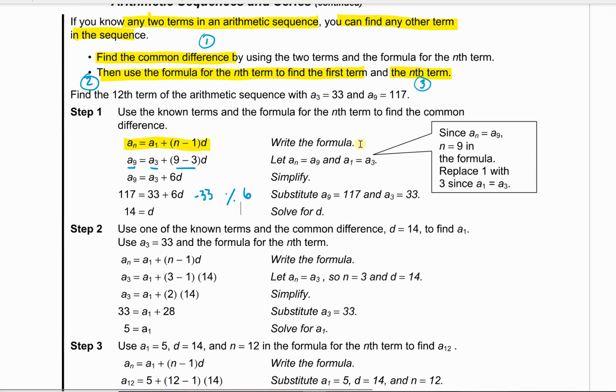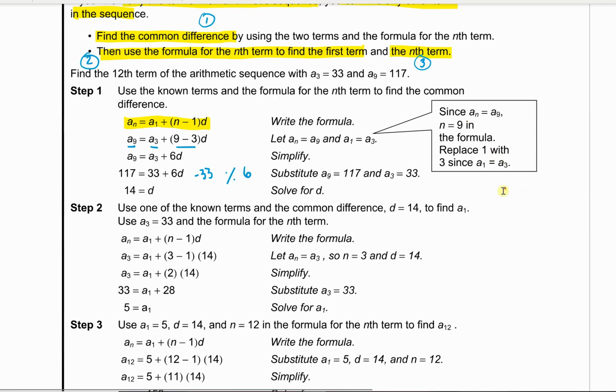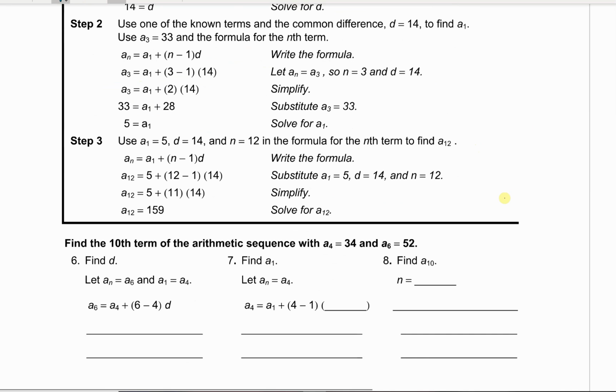All right, so once we know that the common difference is 14, I could technically just keep adding until I get to the 12th term, but it might be easier to, again, use the formula. This time I'm going to say a3 is a1 plus 3 minus 1 times 14, because I'm looking for that first term, and I know my difference is d. So that's 2 times 14, 28. All you got to do is subtract 28, and I get a1 is 5.